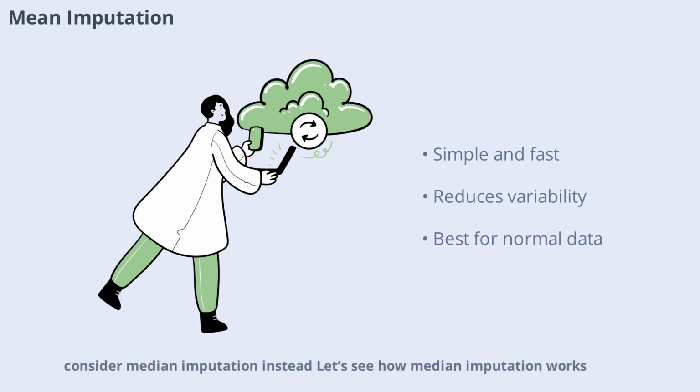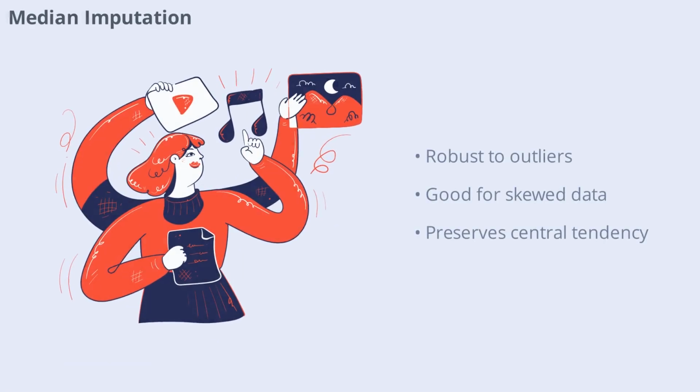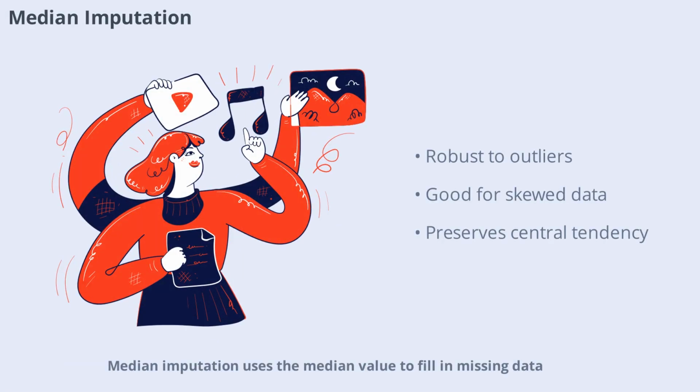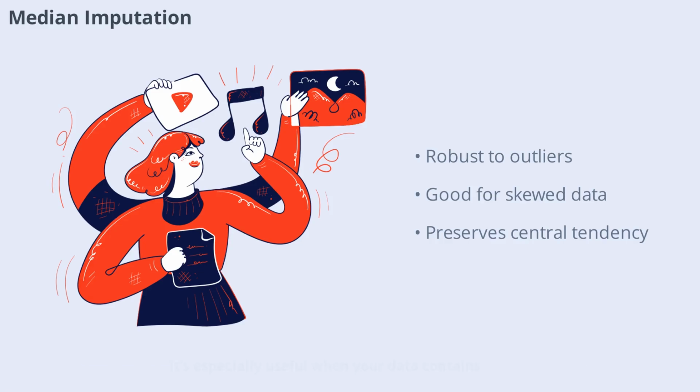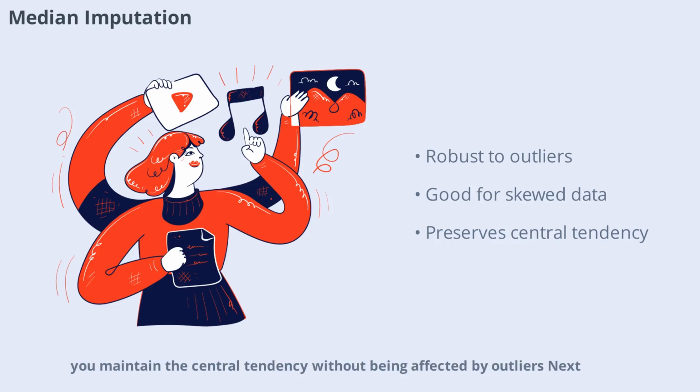Let's see how median imputation works. Median imputation uses the median value to fill in missing data. This method is more robust to outliers and works well for skewed distributions. It's especially useful when your data contains extreme values that could distort the mean. By using the median, you maintain the central tendency without being affected by outliers.